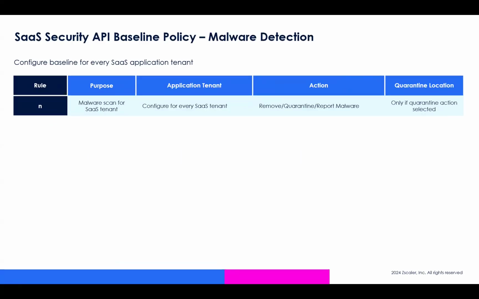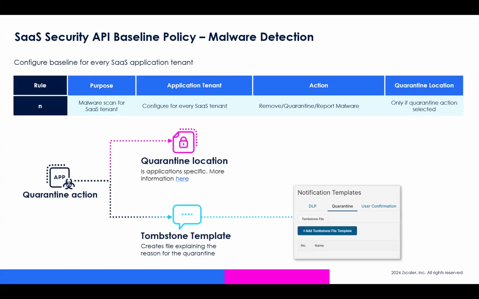Next, here's an example policy for SaaS Security API malware detection. Here, there's only one thing to configure, which is configuring a scan and an action for every tenant that you wish to secure using the SaaS Security API malware detection policy.